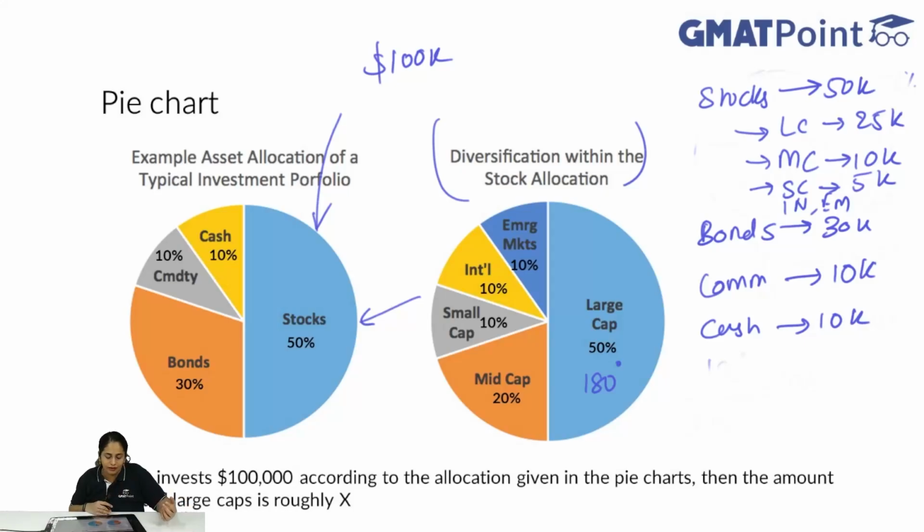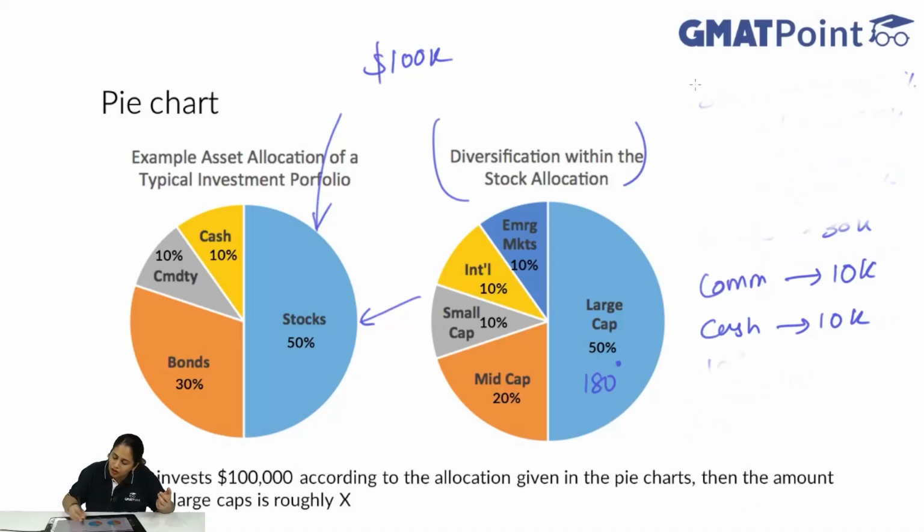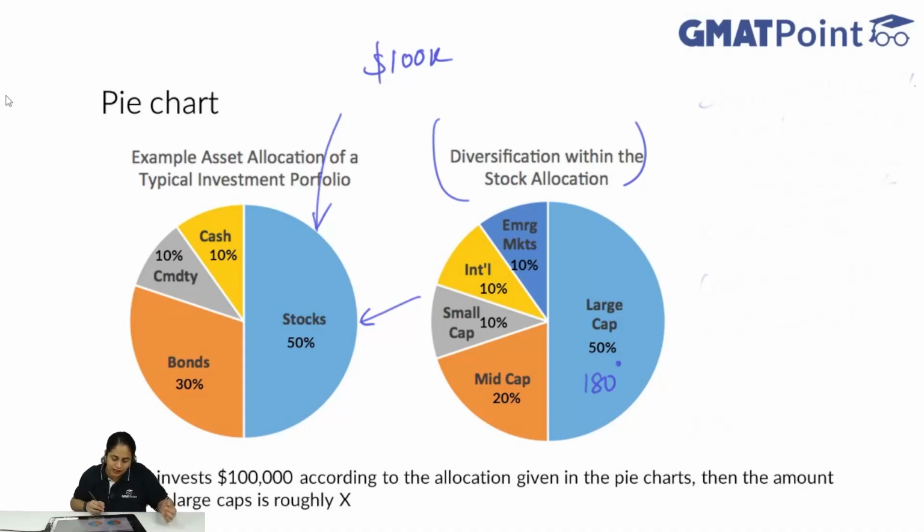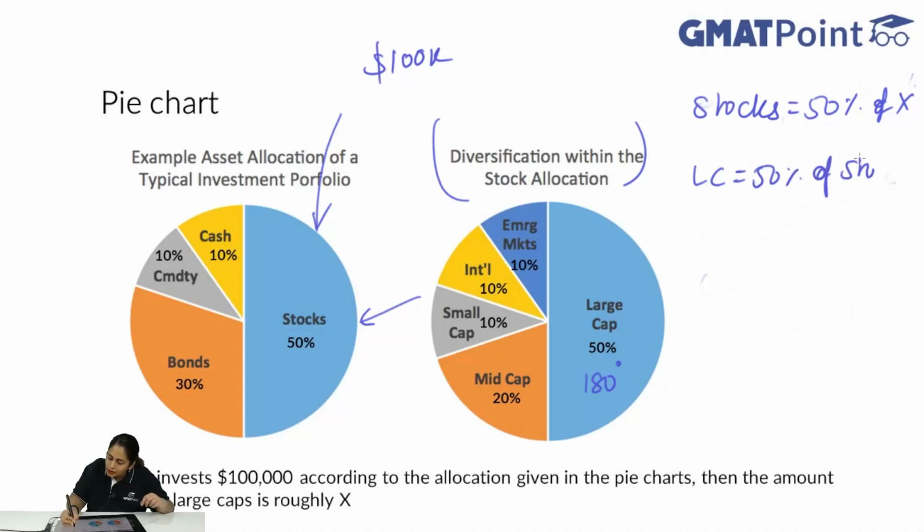So given the statement, if Ajay invests 500,000 according to the allocation given in the pie charts, then the amount invested in large caps is roughly what? I can make this entire table, but this is not really needed at all, because what I can instead do is suppose he is investing 100k. How much is he investing in stocks? He is investing half of that, or 50% of X. How much is he investing in large caps? Large caps is 50% of stocks.